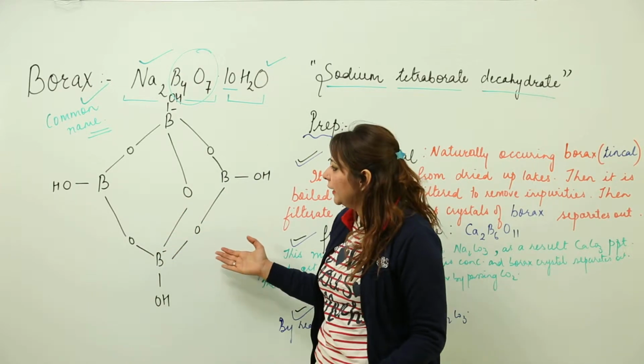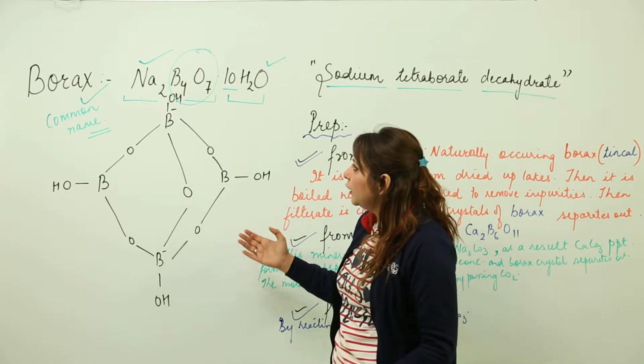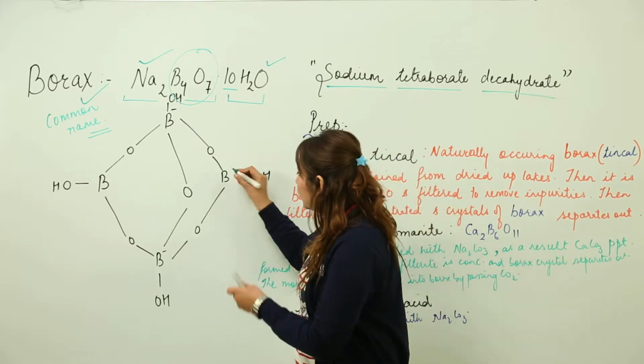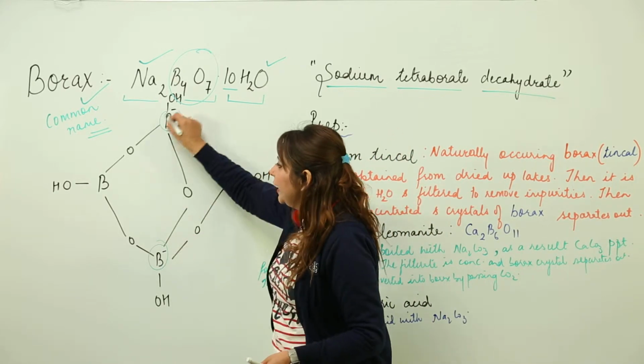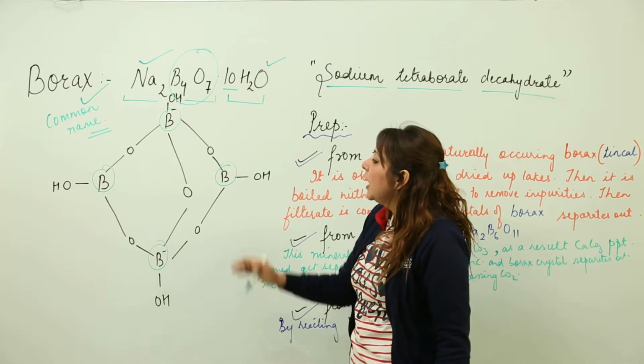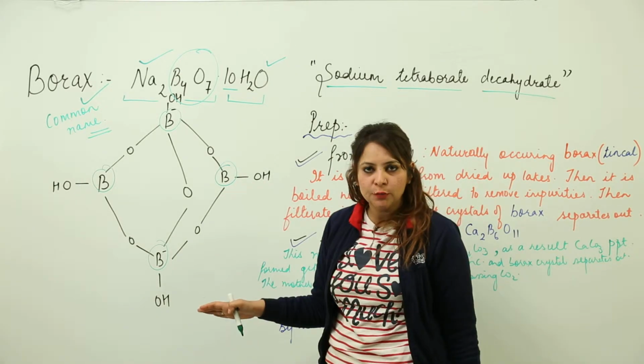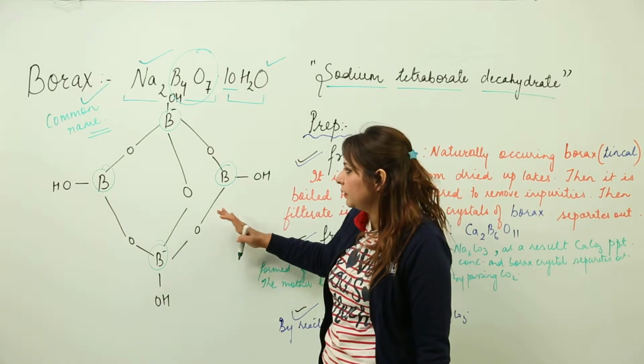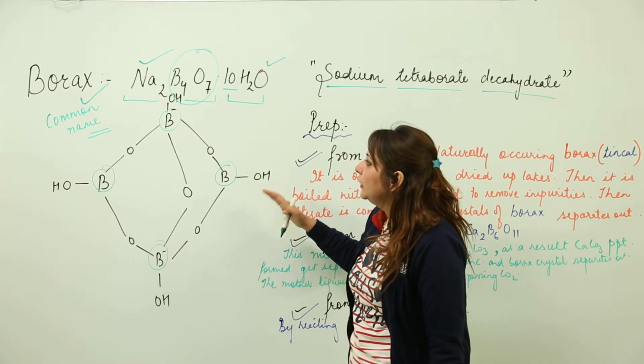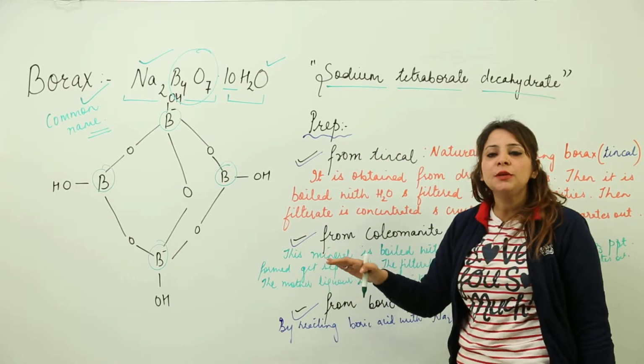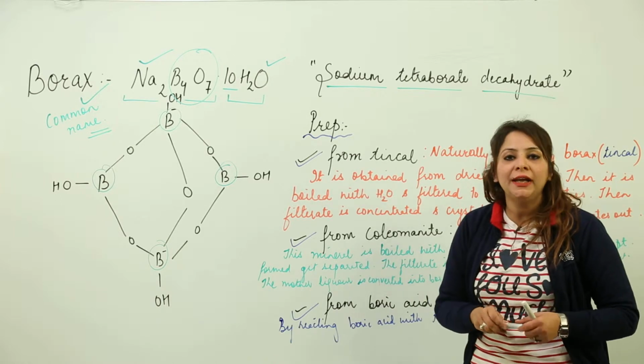If we see the structure, we'll see that the atoms are arranged in this manner. As you can see, there are 4 borons: 1 boron, another 3, and this is the 4th one, right? And how they are linked with the oxygen and the water molecule, you can clearly see in the figure.